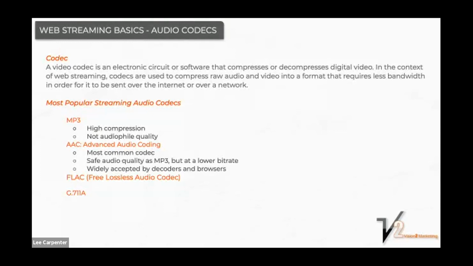G.711A is one that I throw out there because you may see it sometimes. It's an old codec format that was typically used for VoIP or voice over IP telephone systems. It's not used a lot, but you'll see it sometimes in some IP cameras because IP cameras came from a CCTV or security camera world, so you may see it.